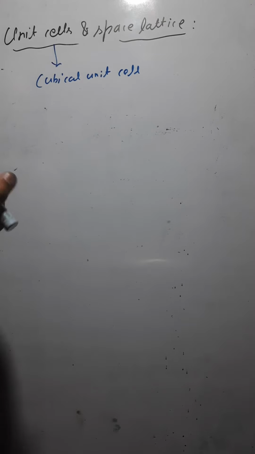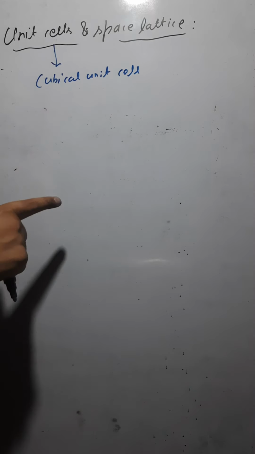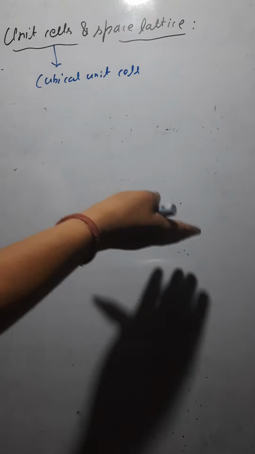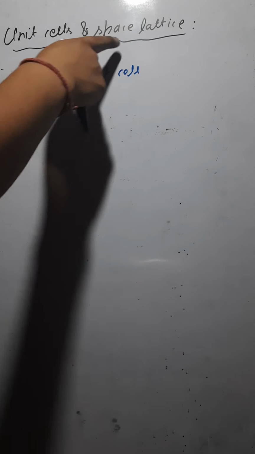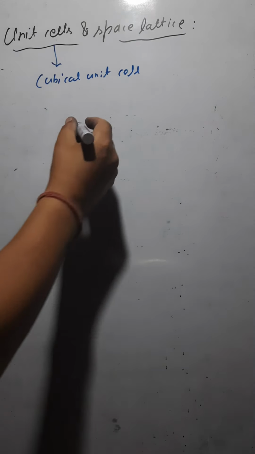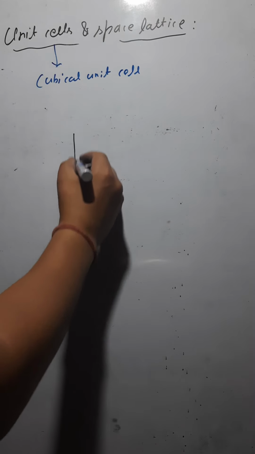So here the units are in the shape of a cube, and the different cubes combine together to form the space lattice. Now let me make a cube here. Let's say this is the cube.